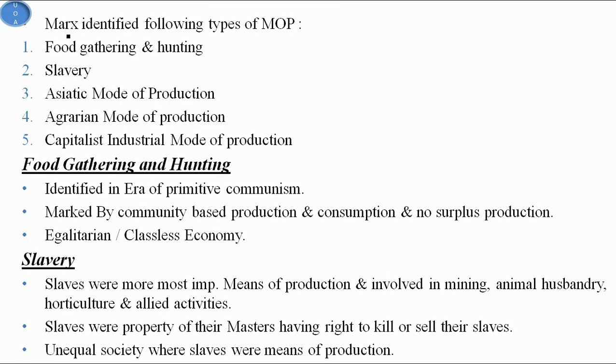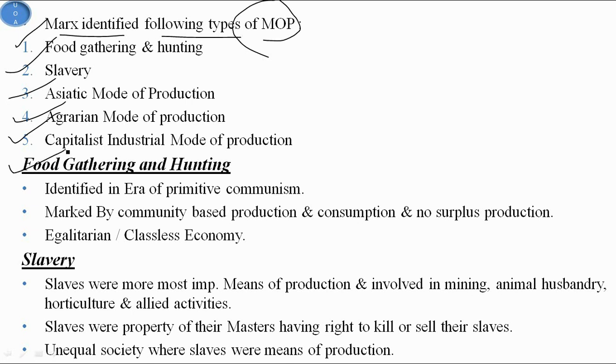Now Marx identified the following types of mode of production, that is food gathering and hunting, slavery, Asiatic mode of production, agrarian mode of production, capitalist and industrial mode of production. Now we will look at them one by one.